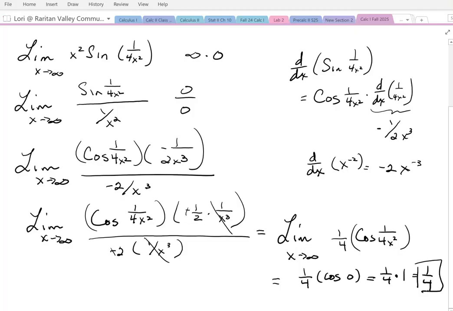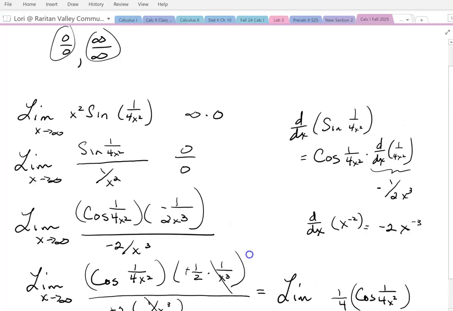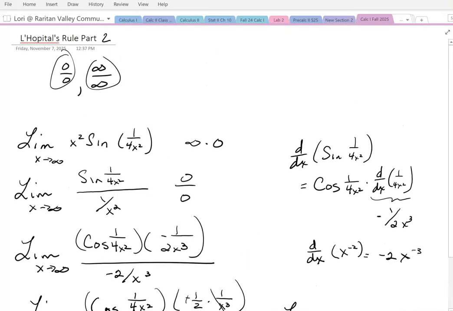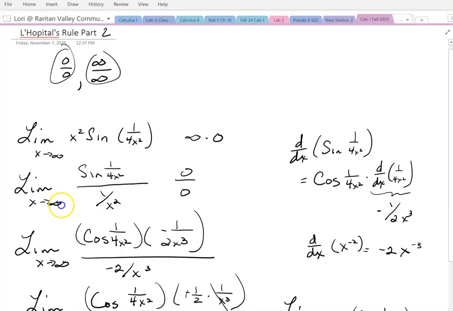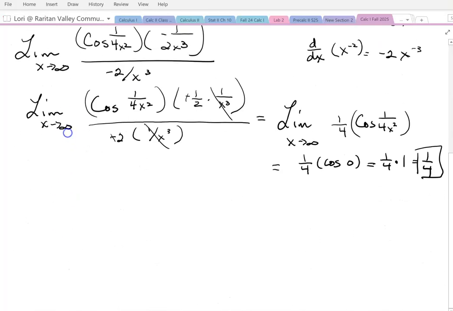So there are other forms where you can manipulate, but keep in mind you cannot actually apply L'Hopital's until it is in 0 over 0 or infinity over infinity form. I'm not going to do an example, but even if you had a limit where you had infinity minus infinity, usually you can combine fractions and then apply one of the other rules. So there's different things you can do.